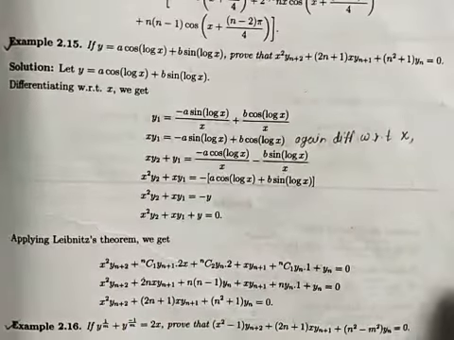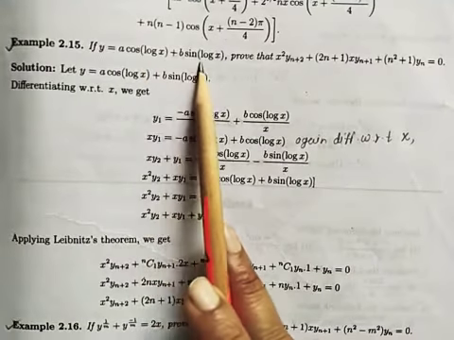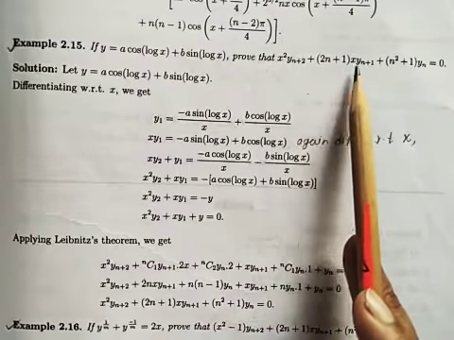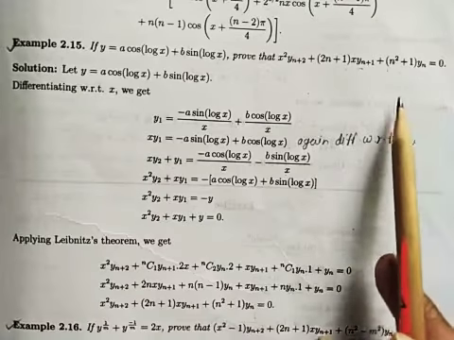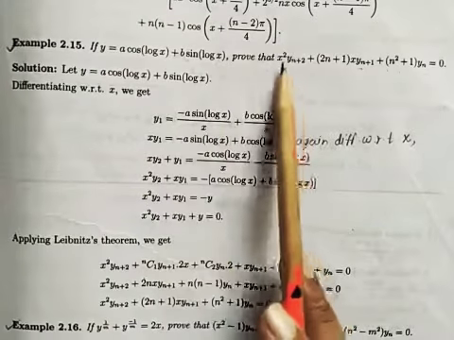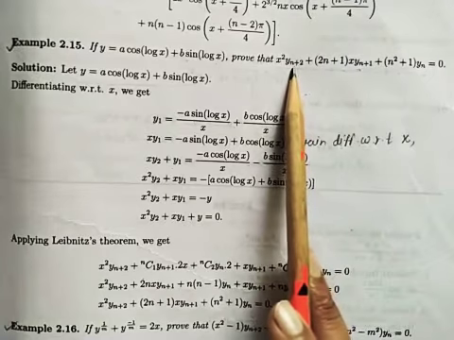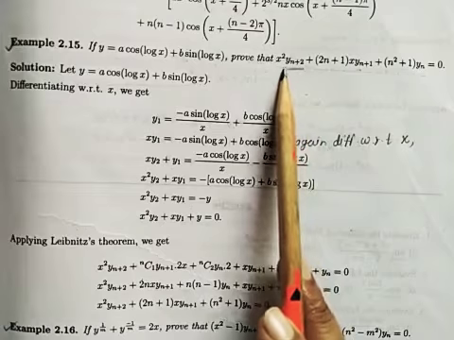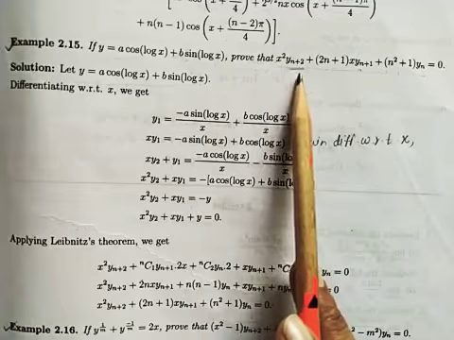Next example, if y is equal to a cos log x plus b sin log x, prove that x square y n plus 2 plus 2n plus 1 x y n plus 1 plus n square plus 1 y n is equal to 0. So first of all, y is given, and we have to find this. Now first see this statement, here the highest derivative is n plus 2, n plus 1, n. Highest is n plus 2, means you will first find out y2 and then you will use Leibniz rule.